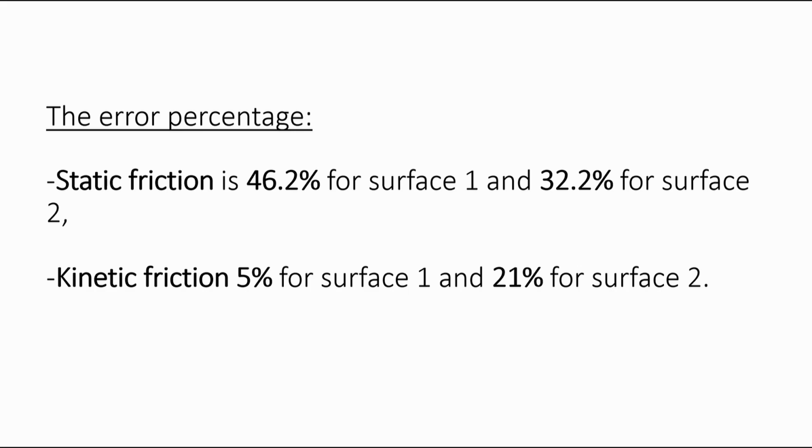However, because of the errors I mentioned, with our data, the error percentage for static friction is 46.2% for surface 1 and 32.2% for surface 2, and for kinetic friction, 5% for surface 1 and 21% for surface 2.